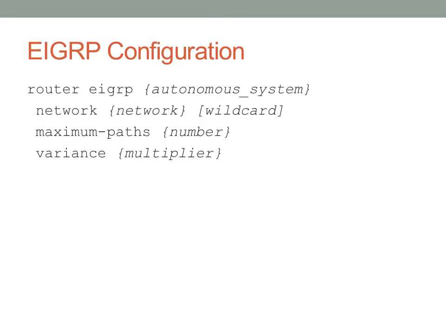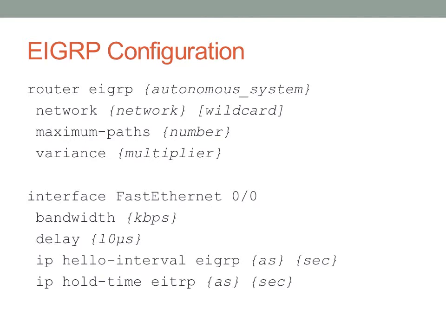You can add networks very similarly to how you do in OSPF with a network command, the network address and the wildcard. Again, not a subnet mask, but a wildcard. You can also specify the maximum number of paths to load balance over and the variance for which you can do unequal cost load balancing. Now, to apply EIGRP on the interface, you can manipulate the bandwidth or delay, which are both used for the EIGRP cost, as we saw earlier. And then we can also manipulate the hello interval and hold time for EIGRP.